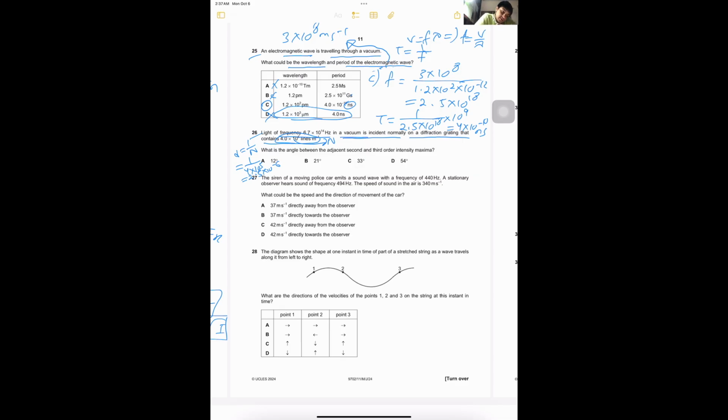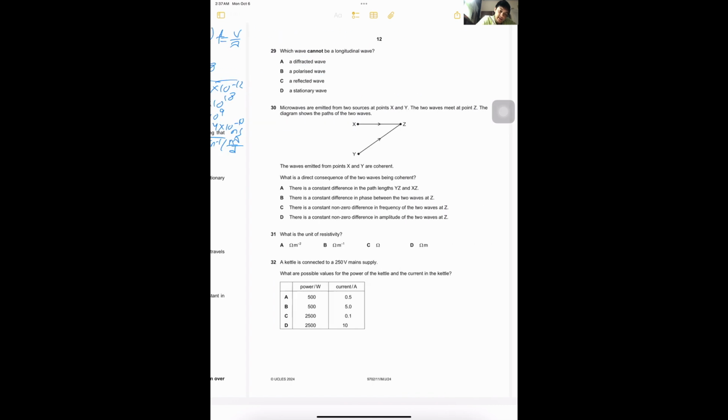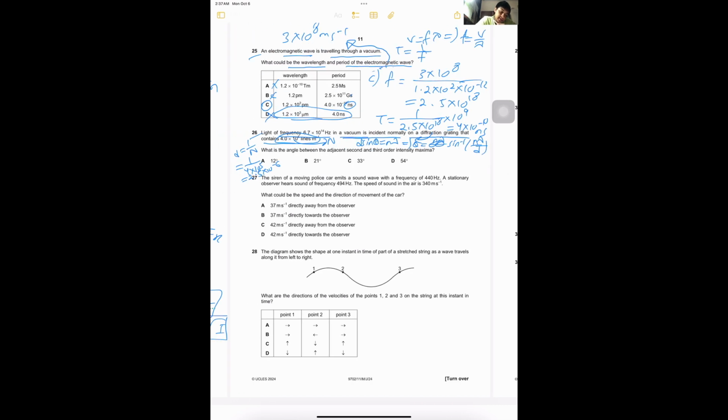For a diffraction grating, we know a formula which is d sine theta equal to n lambda, or from here theta is sine inverse of n lambda by d. What is the angle between the adjacent second and third order? So n equal to 2 and n equal to 3, and we have to find the difference in the angle. So do we know the lambda? No, we don't know the lambda.